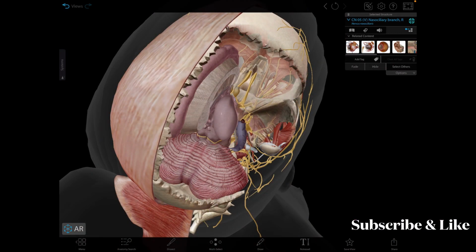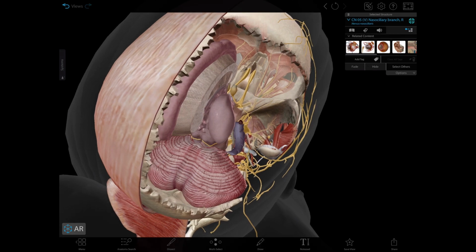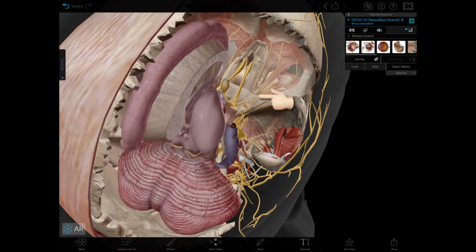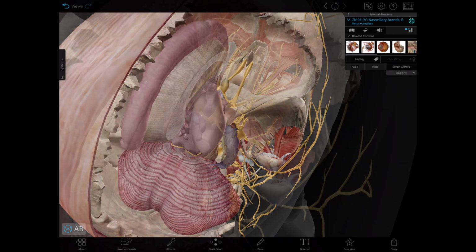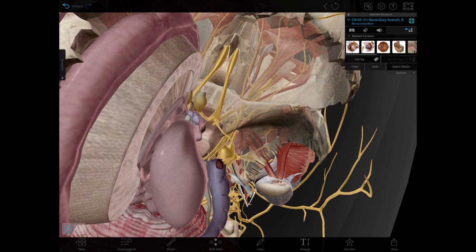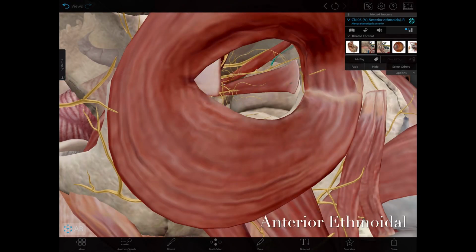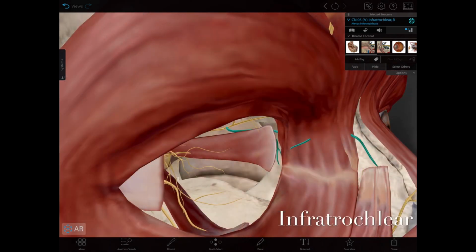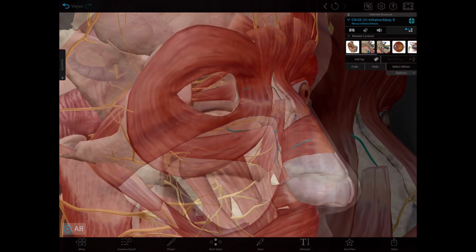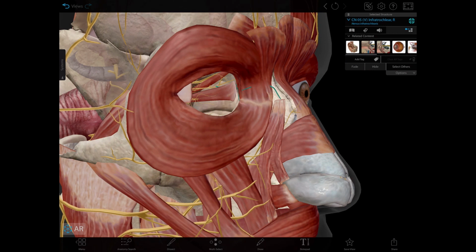The nasociliary nerve passes medially and superior to the optic nerve, and then runs anteriorly along the upper margin of the medial rectus. It ends by dividing into an anterior ethmoidal and infratrochlear nerves. Here's the anterior ethmoidal. Here's the infratrochlear. This nasociliary nerve supplies the eyeball, the mucosa of the ethmoidal air cells and the sphenoidal sinuses, the mucosa of the anterior part of the nasal cavity, and the skin of the nose.